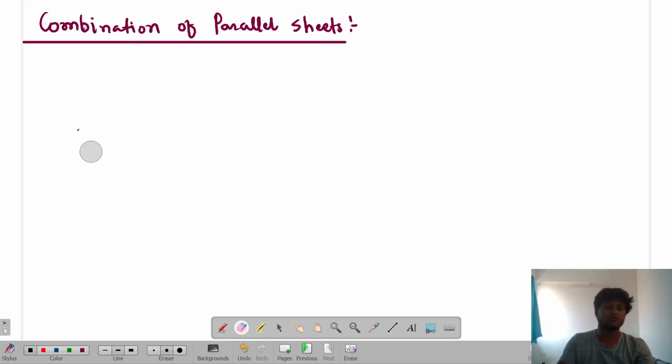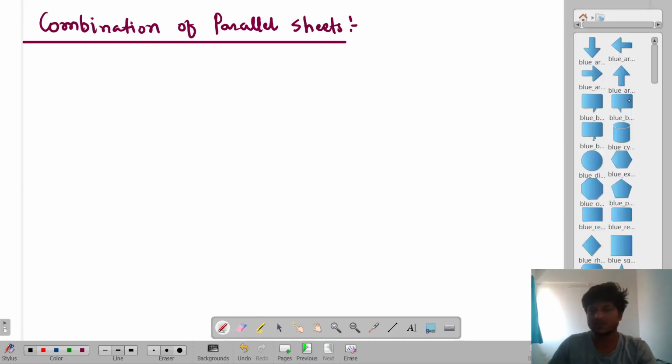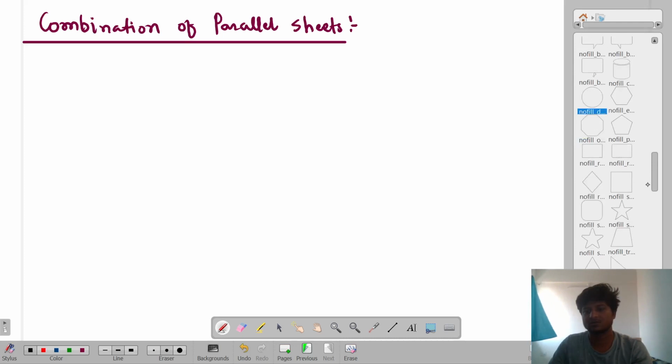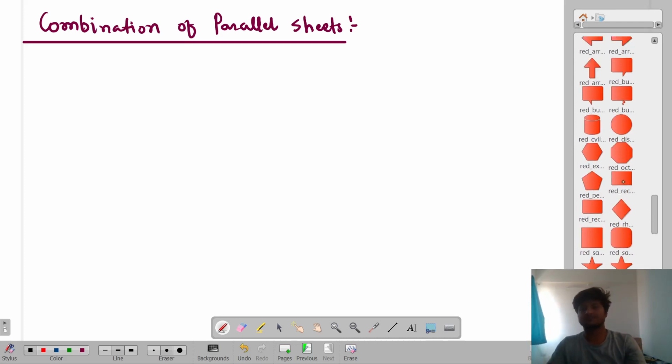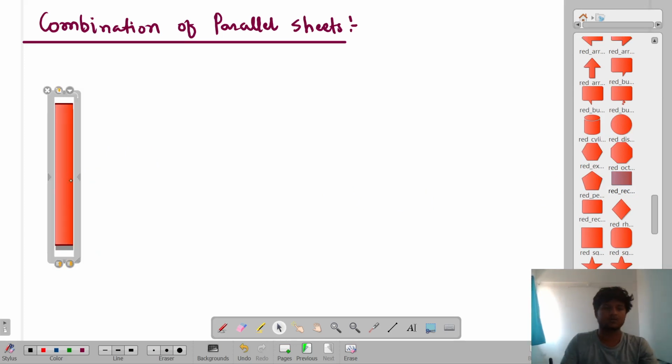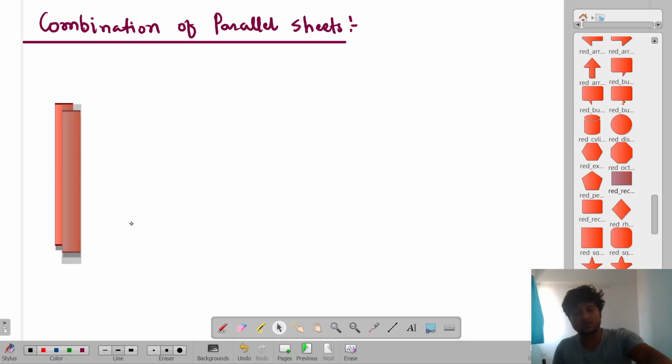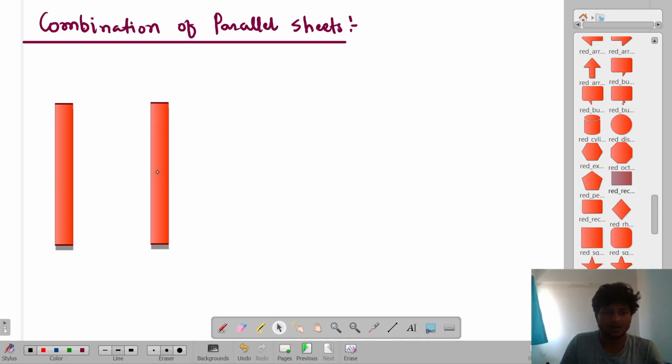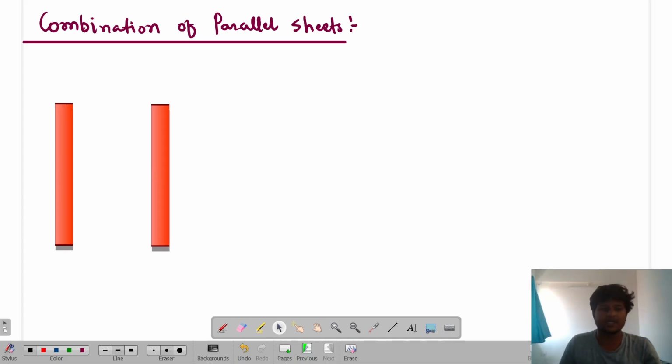Let me explain why I'm considering this. I have the shape and size of all objects. So these are two plates I have. First case, let's suppose this one has charge Q1 and this one has charge Q2. Are you able to get me? So let us understand what actually happens when there is a combination of seeds.